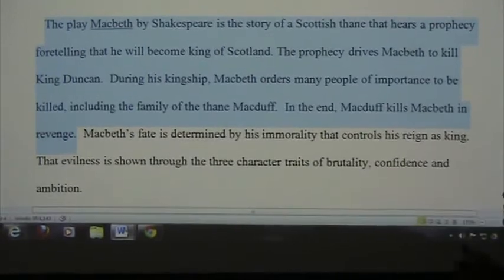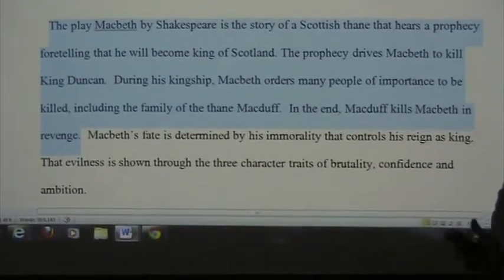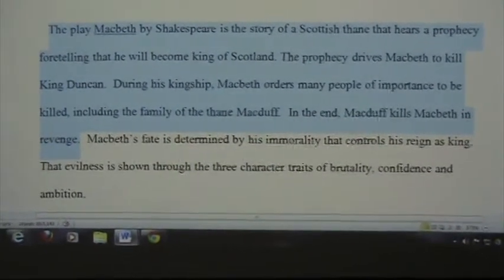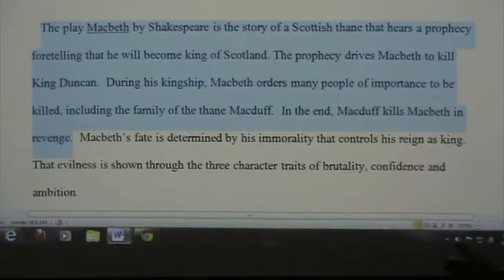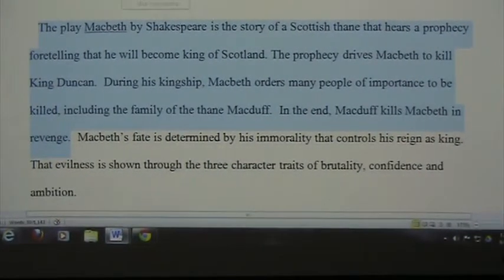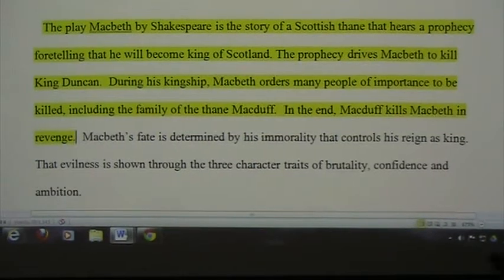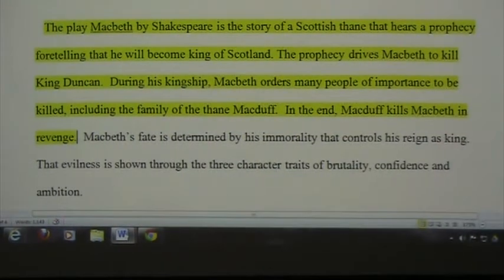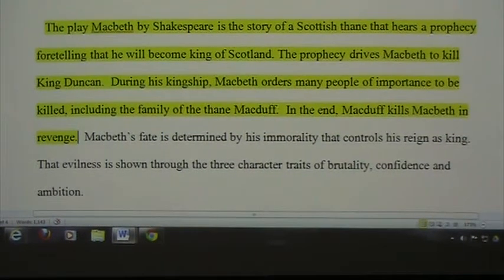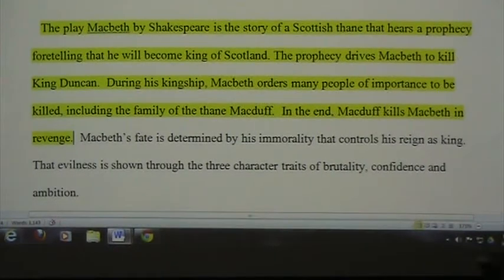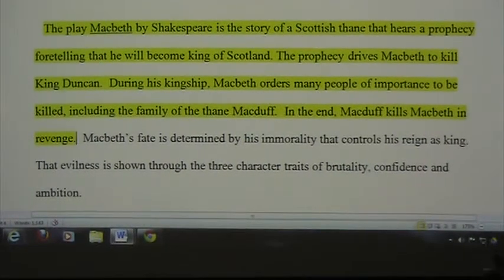The play Macbeth by Shakespeare is the story of a Scottish thane that hears a prophecy foretelling that he will become King of Scotland. The prophecy drives Macbeth to kill King Duncan during his kingship. Macbeth orders many people of importance to be killed, including the family of the thane Macduff. In the end, Macduff kills Macbeth in revenge.